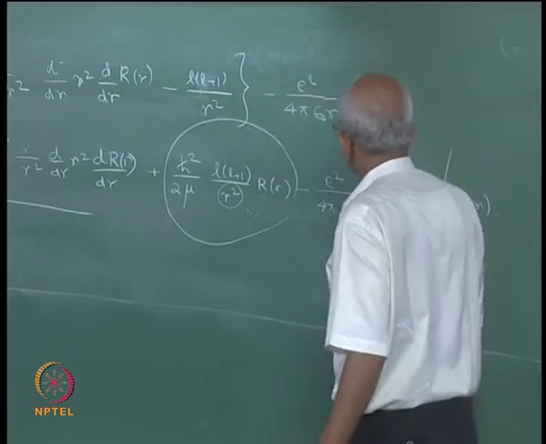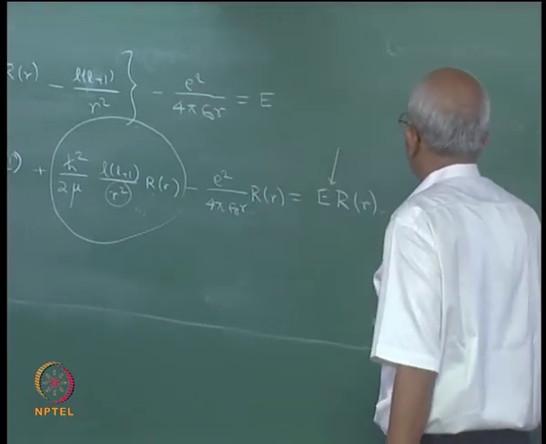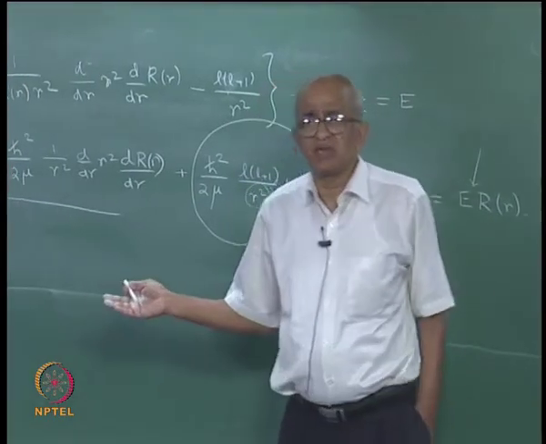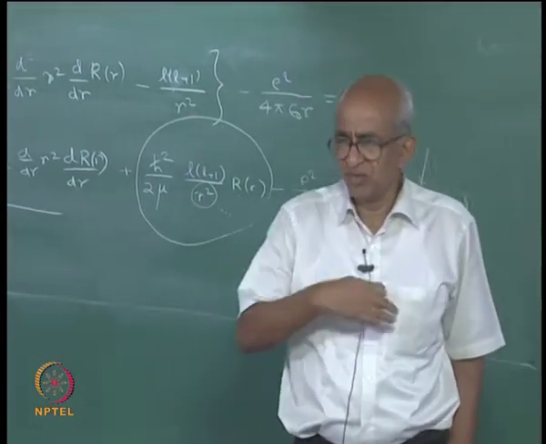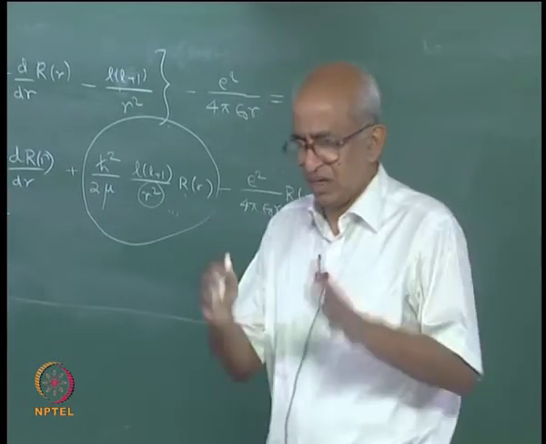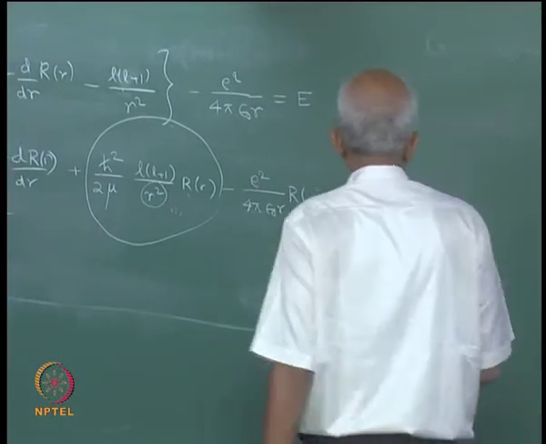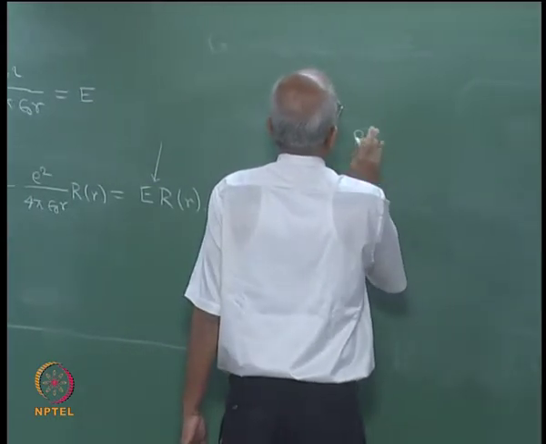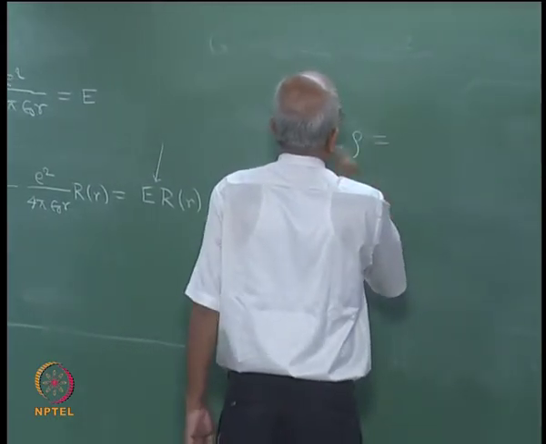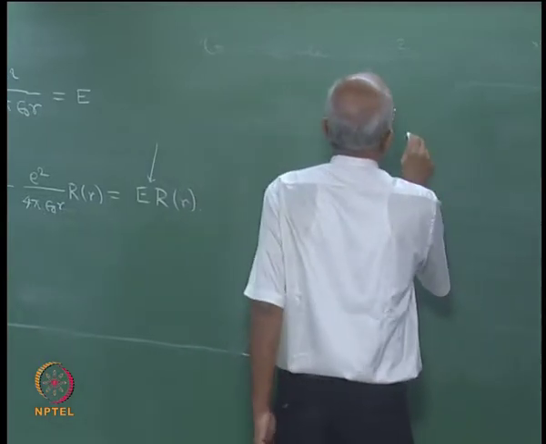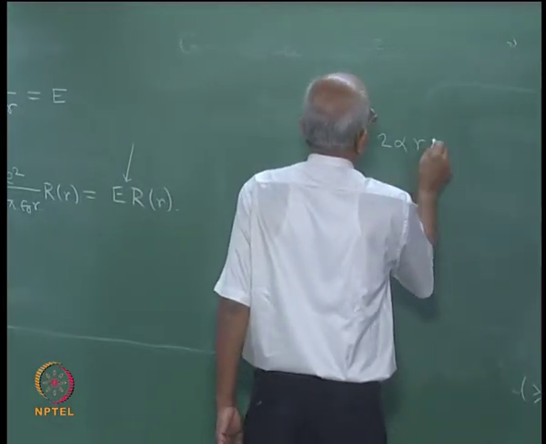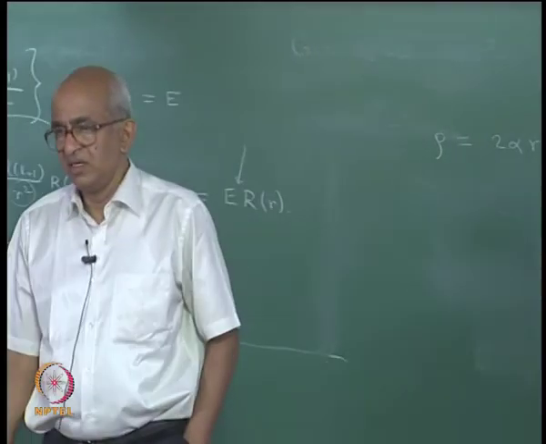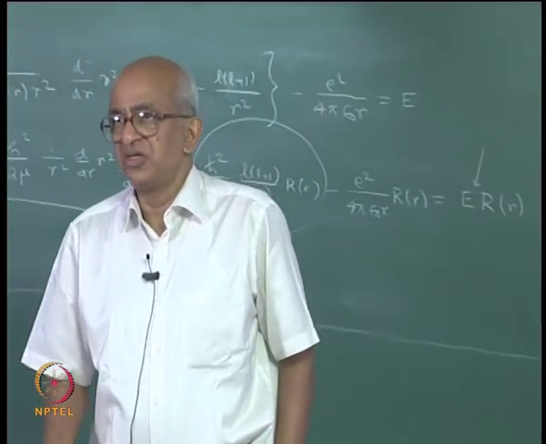Okay. And now, let me try to solve this equation. If you look at this equation, you would realize that there are many constants. I want to get rid of all of them, as far as possible. So, we will make a substitution. What is the substitution that we will make? We will say that we have a new variable which I will denote by the symbol rho, and say that that is equal to 2 alpha times r. Alpha is yet to be defined.